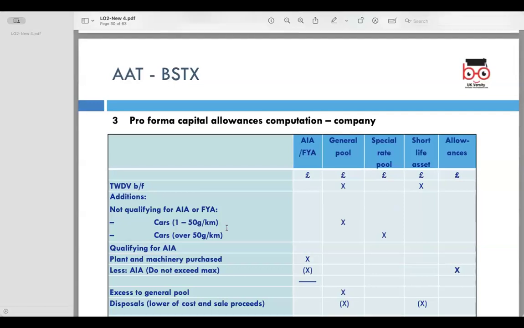So, the capital allowance pro forma, again, the computation for companies. Here we are going to investigate the process by which businesses determine their capital allowances. It is important to take into consideration the general pool, the special rate pool, and the short life asset pool. These are the three primary pools.